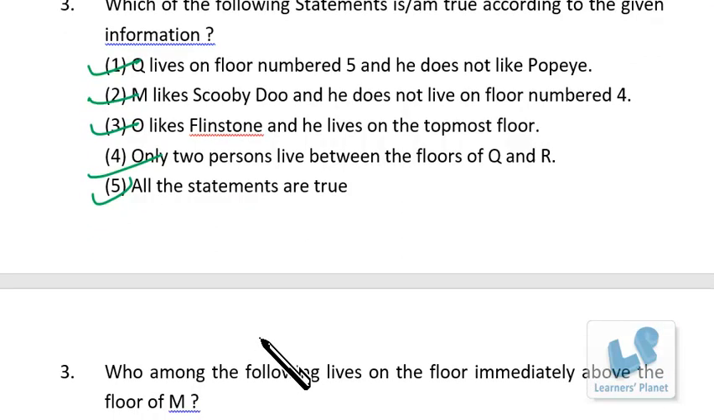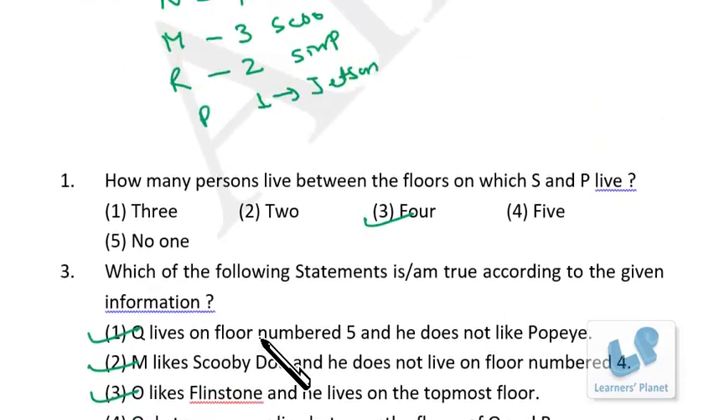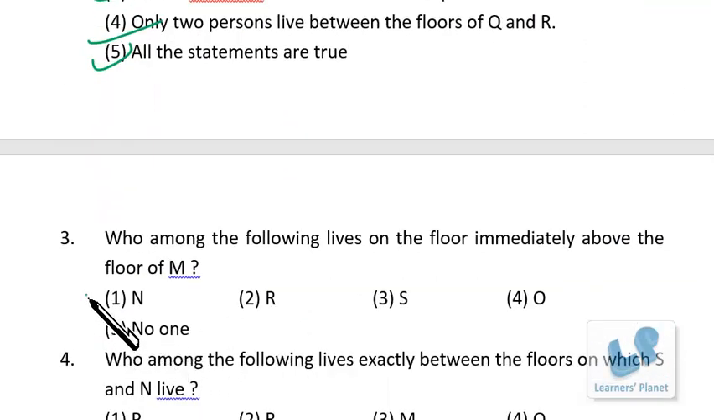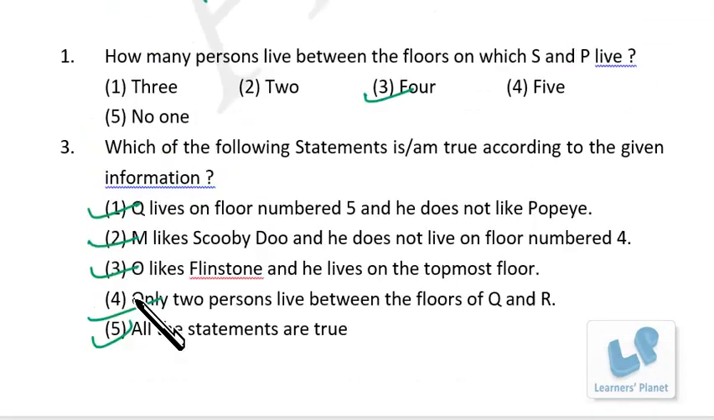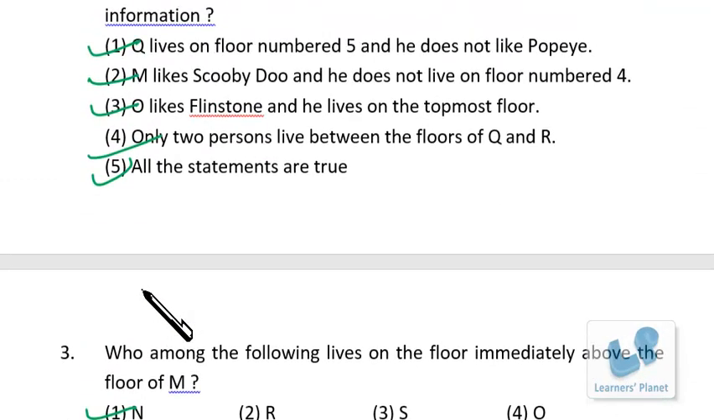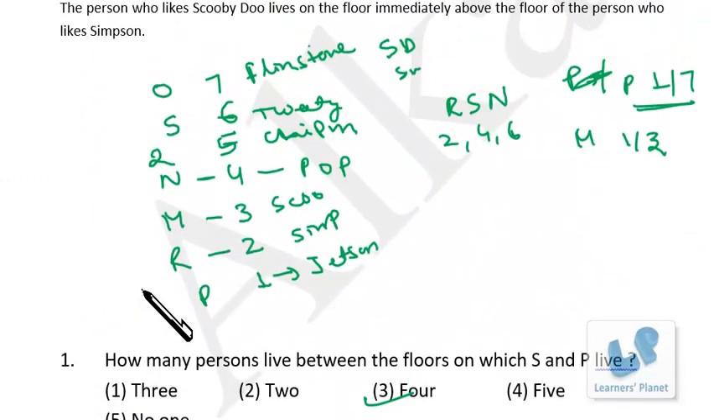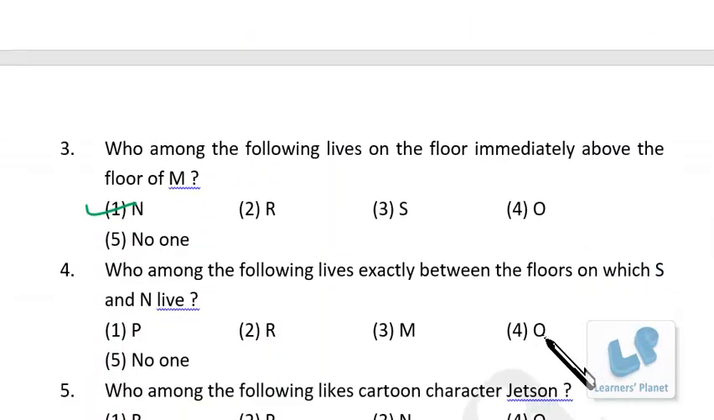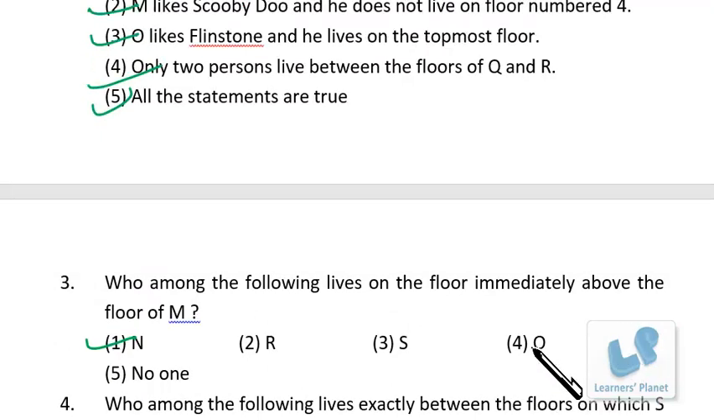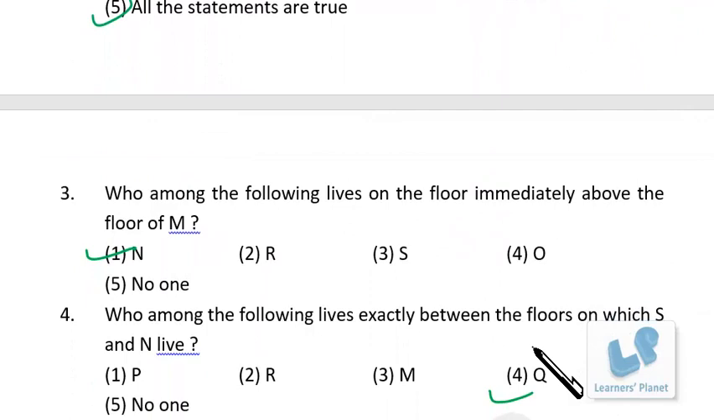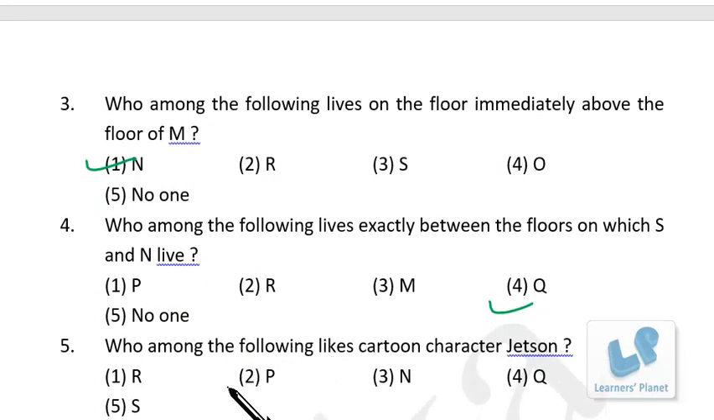Who among the following lives on the floor immediately above the floor of M? That is N. Who among the following lives exactly between the floors on which S and N live? Lives between the floors S and N. That is Q. Who among the following likes Jetson? Jetson is P. Okay, so all done.